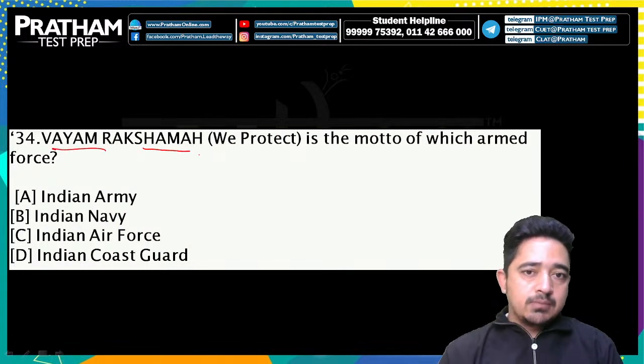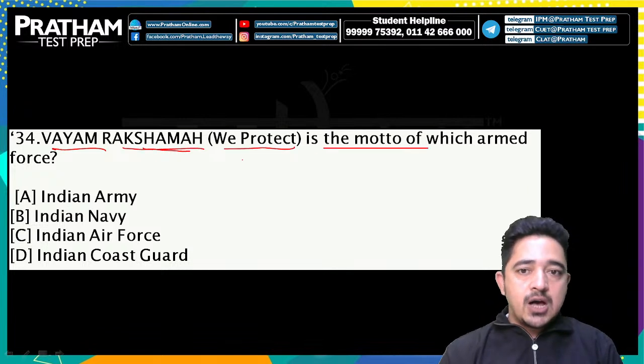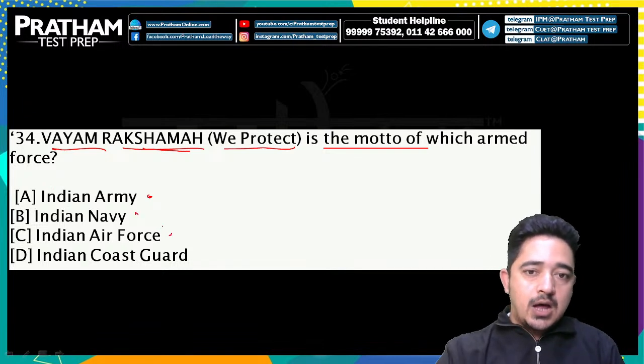Vayam Rakshamah, which means we protect, is the motto of which armed force? Indian Army, Indian Navy, Indian Air Force, or Indian Coast Guard.